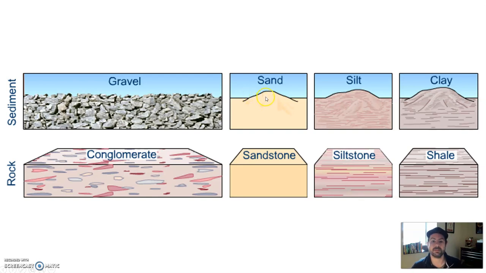That's what sand is. So sand-sized particles, when lithified, turn to sandstone. Silt-sized particles, which are a little smaller than sand, form siltstone when lithified. Even smaller than silt is clay-sized particles, very powdery. When clay material is lithified, it turns to a sedimentary rock called shale.